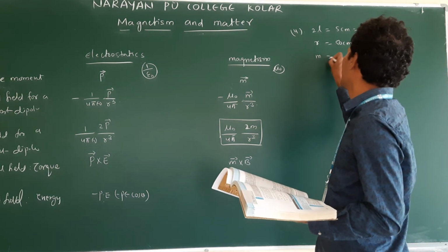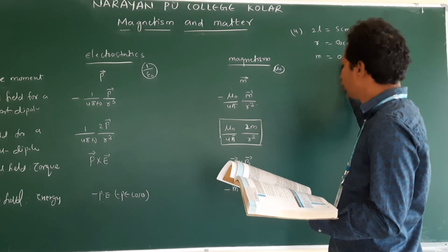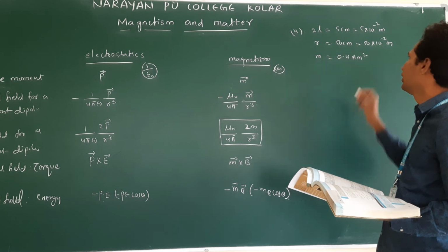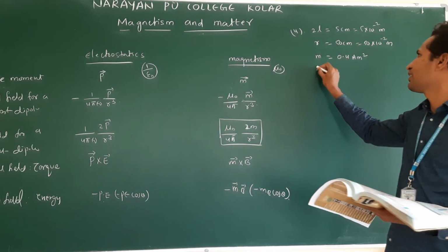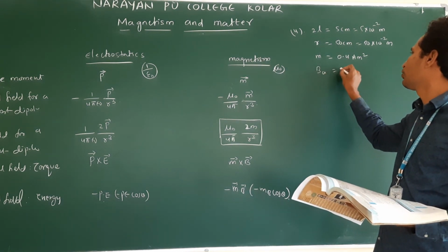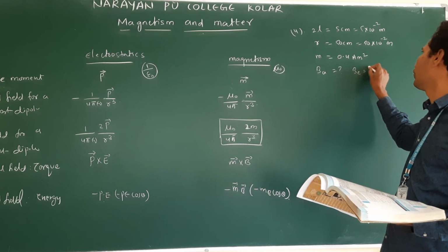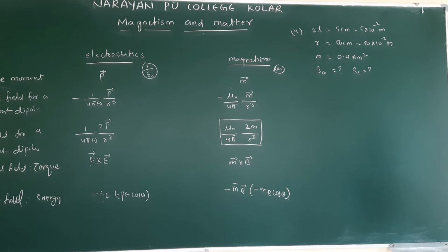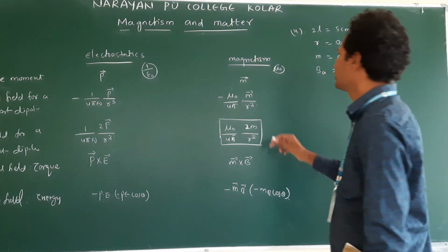Magnetic moment is given: M is equal to 0.4 ampere meter square. B on the axial line is question mark. B on the equatorial line is question mark. Okay, we already have the formulas.